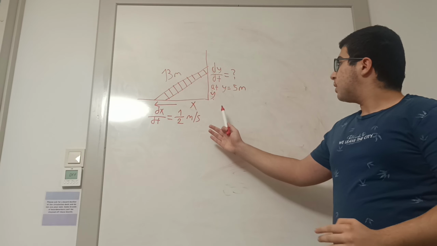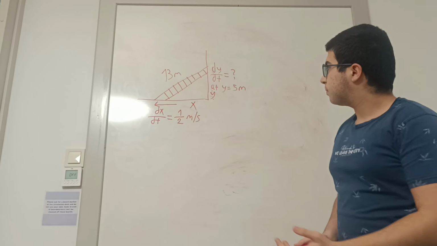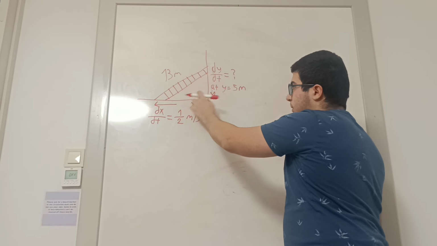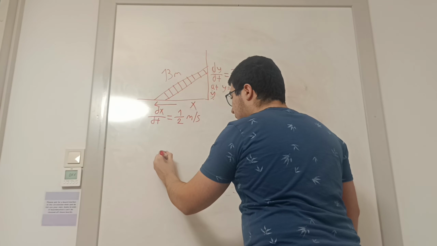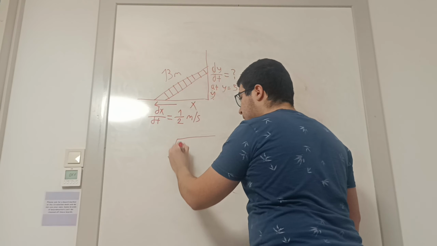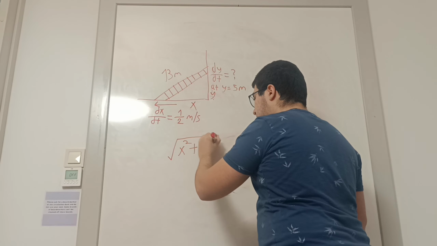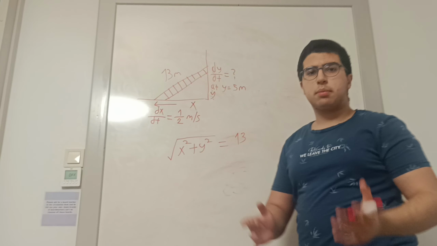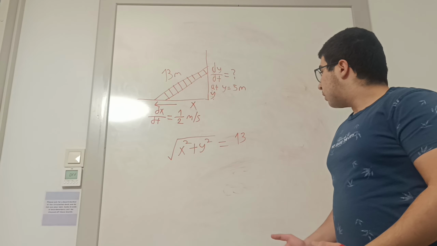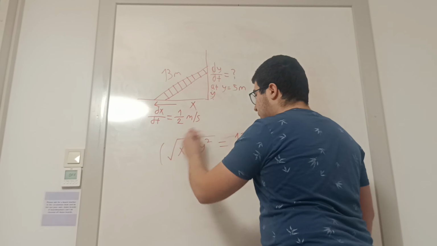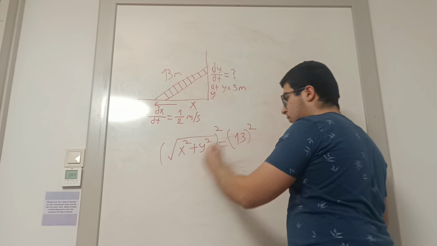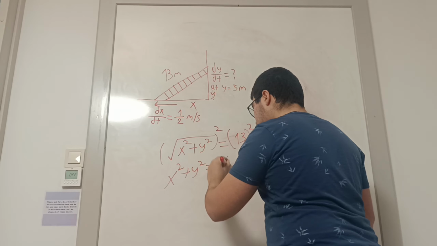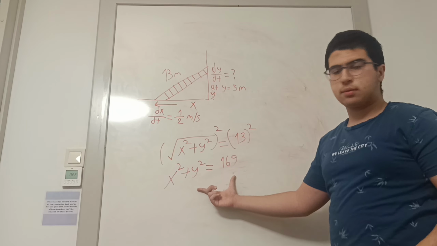We need to find a relation between x and y and their derivatives. The only relation we can find from this question is that if we treat this shape like a right triangle, then the square root of x squared plus y squared is equal to 13. This is just the Pythagorean theorem: a squared plus b squared is c squared. To get rid of this square root, I will square both sides, and I get this equation.